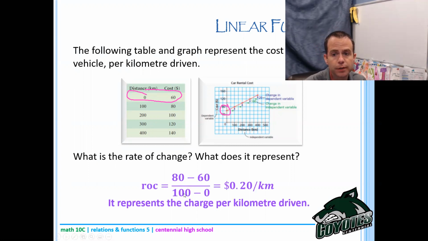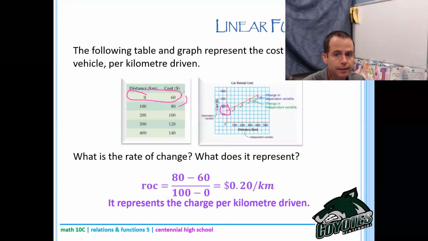So I have chosen the point 0, 60, which I've circled, and I've chosen the next point, which is 100, 80. So change in y, well, that's 80 minus 60. That's my change in y, and then change in x for the same two data points. So that'd be 100 minus 0. The other thing that's important there is that you go in the same order that you started with. So because I started with the 80, I had to start with 100 for my x. Okay, so 80 minus 60 over 100 minus 0.